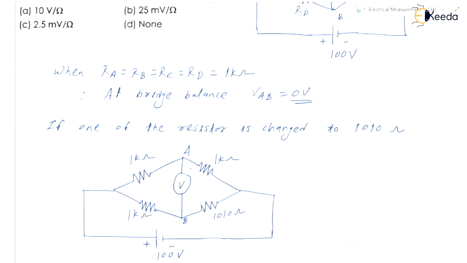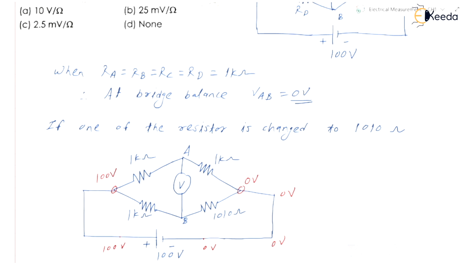Yes, we can find the VAB. Let us consider the potential here is 0 volt. So here it is 0 volt, here it is 0 volt, and here it is 0 volt. Simply I am using the network theory. So if here it is 0 volt, here it should be 100 volt. According to the function of the EMF, it creates a potential difference of 100 volts. So 100 minus 0 is equal to 100. So here it should be 100 volt.